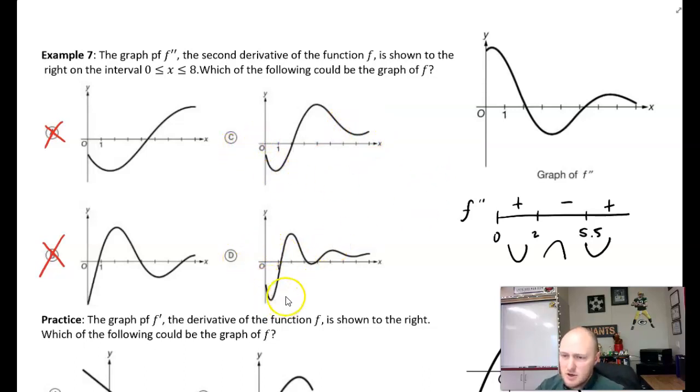D, concave up, concave down, okay, but it happens too early to where we go back to concave up. Notice that this is happening at about 1, and we want it to happen at about 2. Then we're concave up and then down and then up again. That's way too many changes according to our derivative graph. So it's not D. C is the answer. No, the answer is not always C.